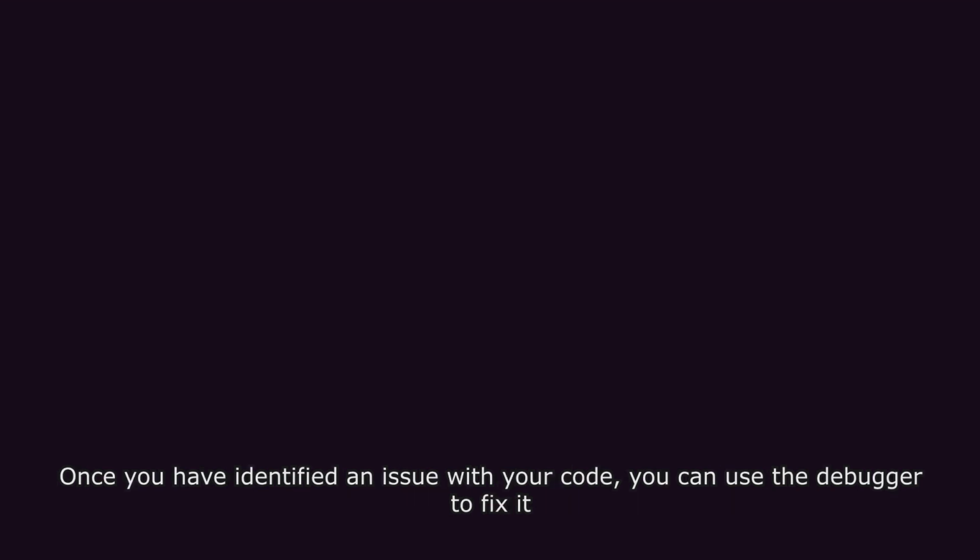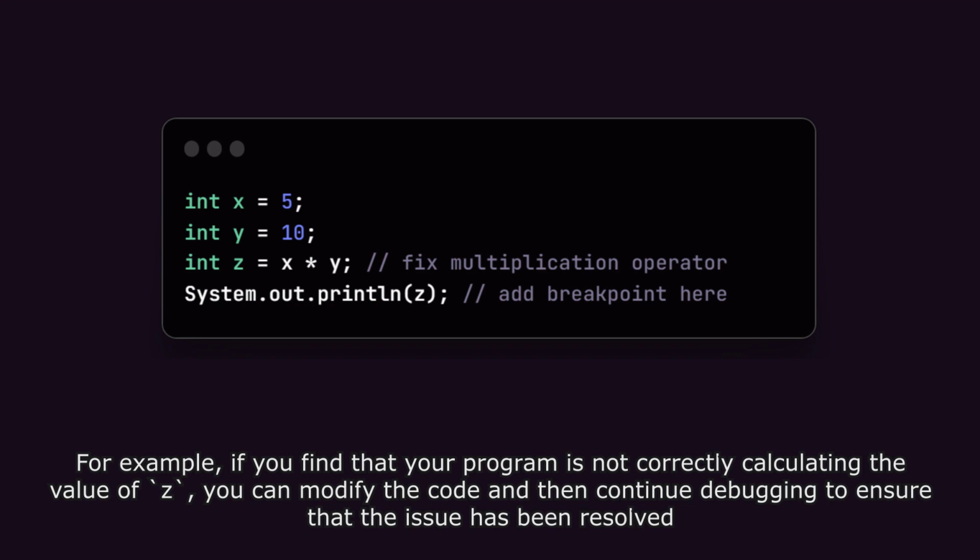Once you have identified an issue with your code, you can use the debugger to fix it. For example, if you find that your program is not correctly calculating the value of z, you can modify the code and then continue debugging to ensure that the issue has been resolved.